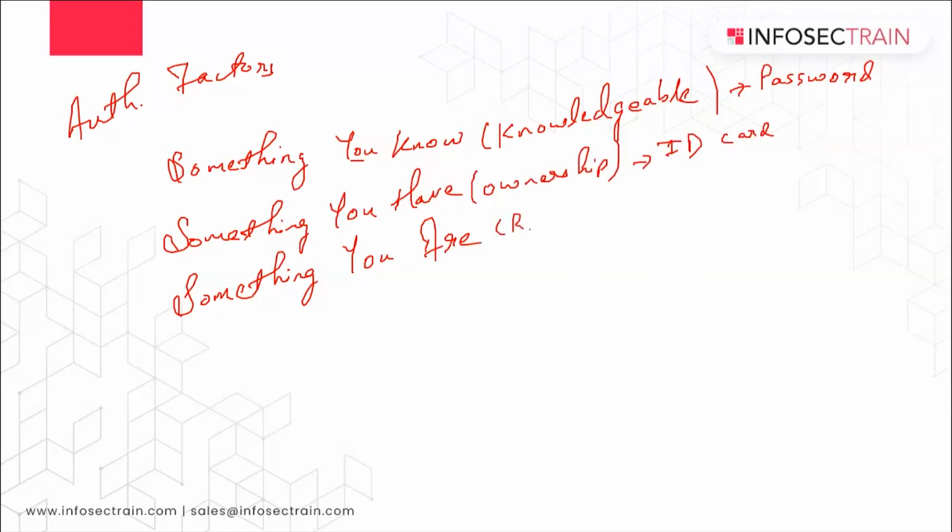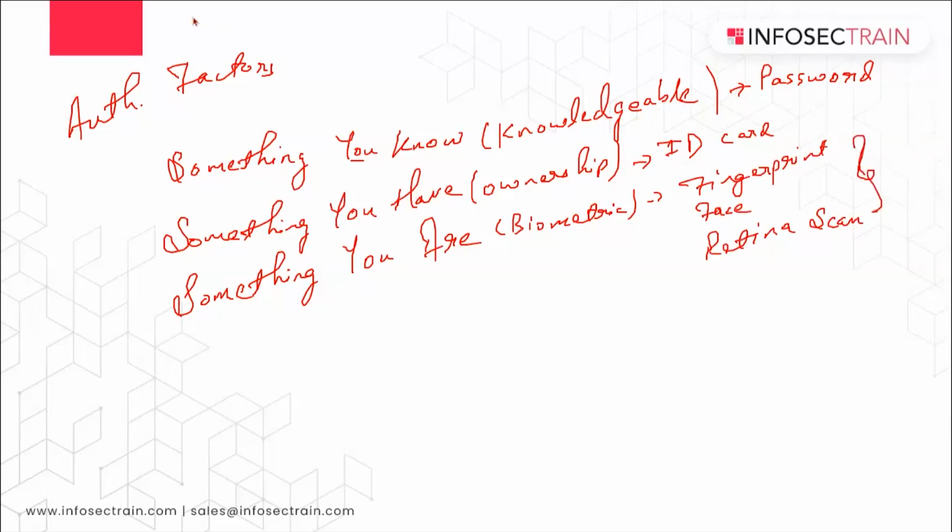Something you are is your biometric, exactly. So biometric would be like your fingerprint, face recognition, your retina scan, right? Perfect. Out of these three, which one is the stronger one? Anyone? Fingerprint, face, retina scan? Retina scan, something on the other side of your eye, not the iris one, the inside one.